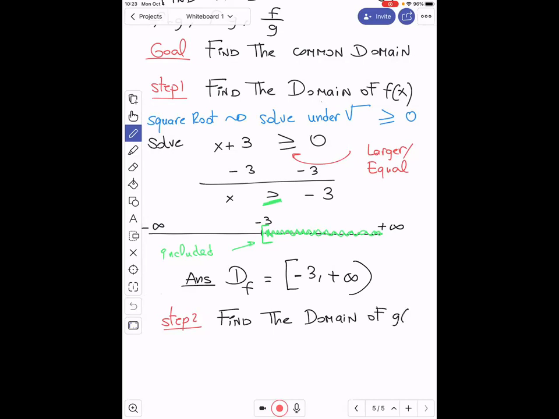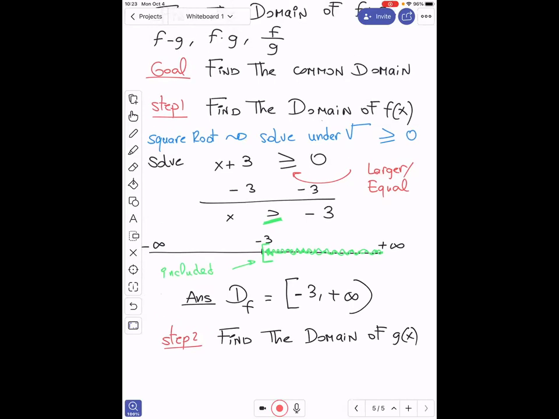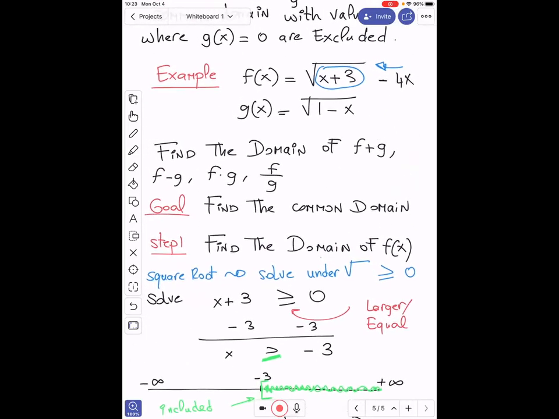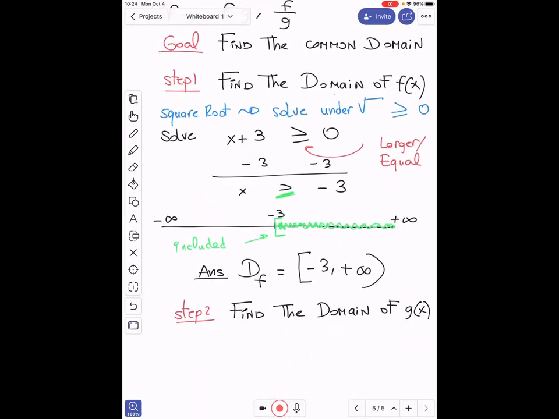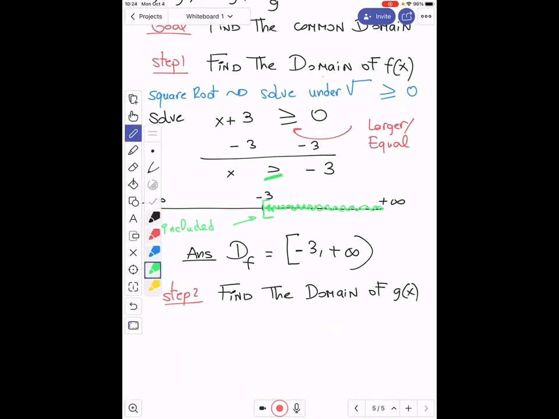Of g of x. So let's see what's g. g is square root of 1 minus x. It's the same idea here. Because of the square root, we need to solve what's under the square root larger or equal to 0. Make sure that this 1 minus x is larger or equal to 0, in other words positive or 0. It's just the same inequality, larger or equal to 0.